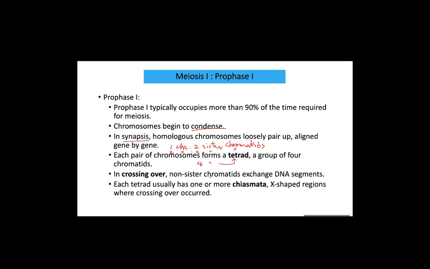In prophase one, crossing over takes place between non-sister chromatids of a pair of homologous chromosomes. Non-sister chromatids exchange DNA segments. Each tetrad usually has one or more chiasma or chiasmata, the same meaning. It appears as an X shape because two non-sister chromatids cross each other. We call this the crossing over, so it looks like an X-shaped region where crossing over occurs.